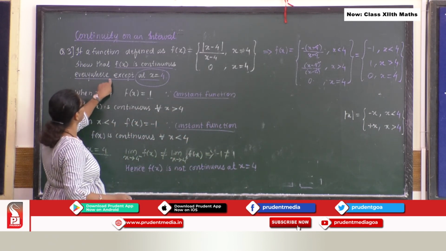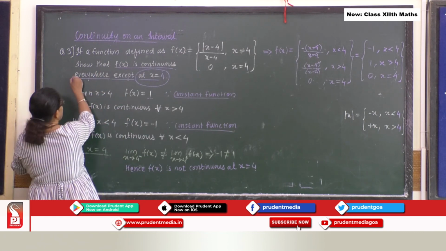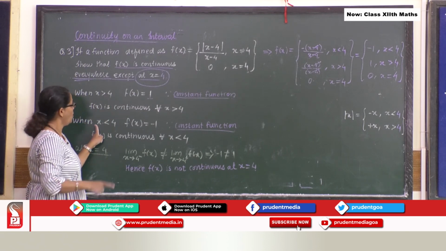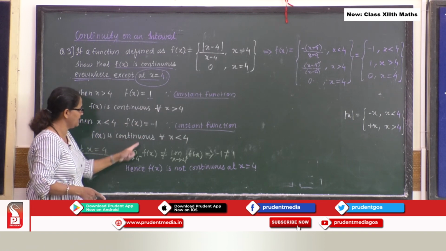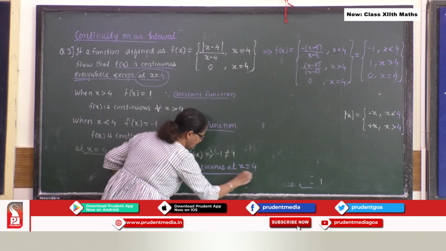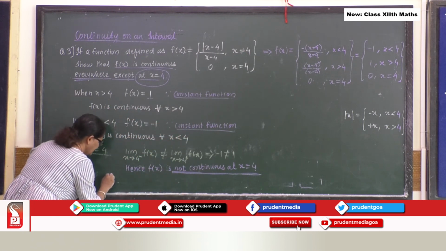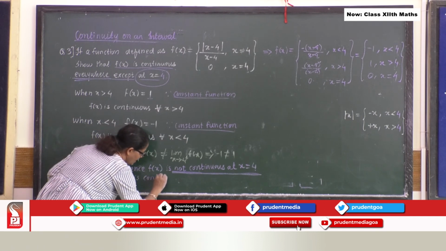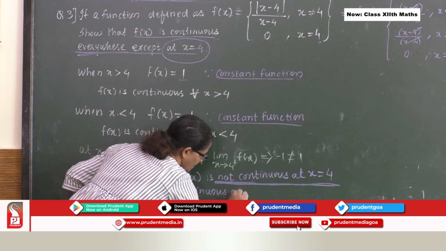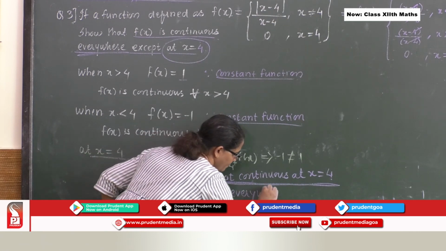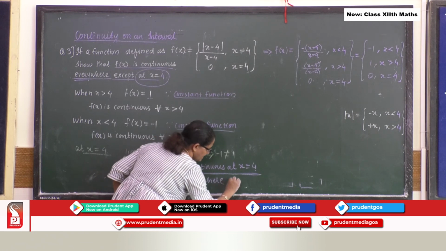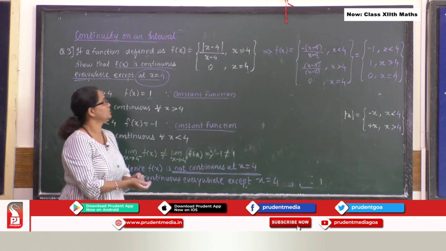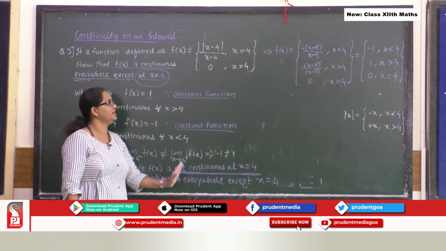So see, we proved that the function is continuous over all values of x greater than 4, all values of x less than 4, but it is not continuous at x equal to 4. Therefore f of x is continuous everywhere except x equal to 4.